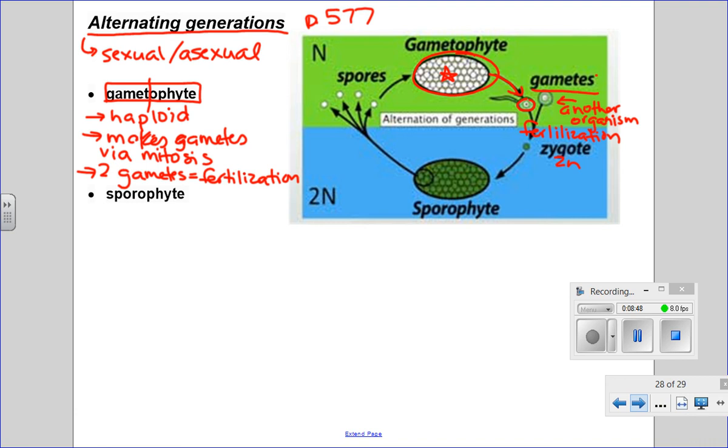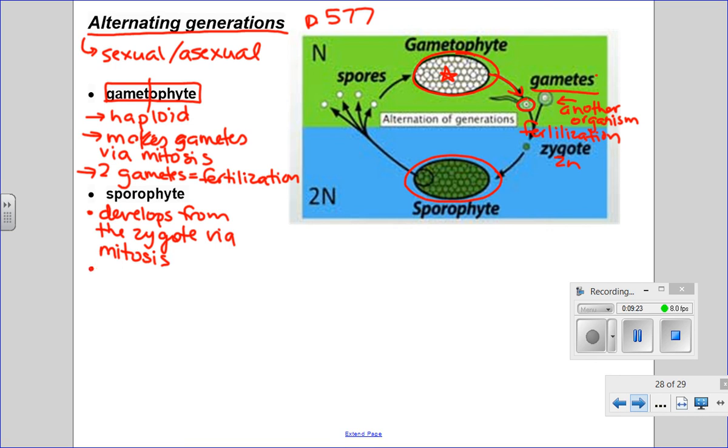The sporophyte is the organism that develops from the zygote via mitosis again. So the zygote is just going to get bigger. It's not going to change its number of chromosomes, but it's going to get bigger, and it's going to form the sporophyte. Now again, this would just be the organism at this stage in its life. So this picture is just a generic group of cells, but this would be your fern plant or your pine tree or your algae.